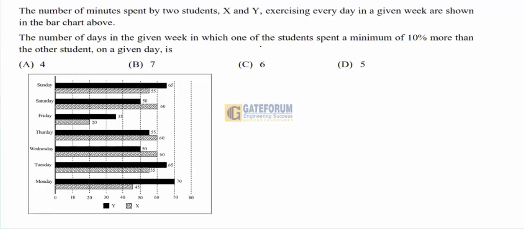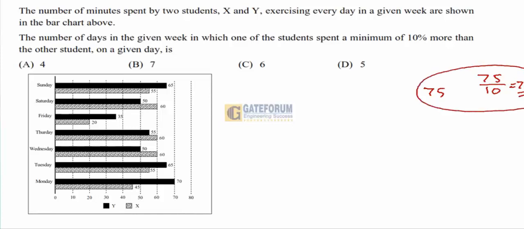The number of minutes spent by 2 students X and Y exercising every day in a given week is shown in the bar chart below. It's not above, bar chart below. The number of days in the given week in which one of the students spent a minimum of 10% more than the other student is how many? Now 10% more means, if in the previous it was 75, then we can immediately say 10% more means 75 by 10, that is 7.5 gap. This is how we should look at it.